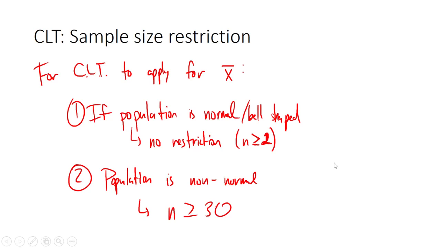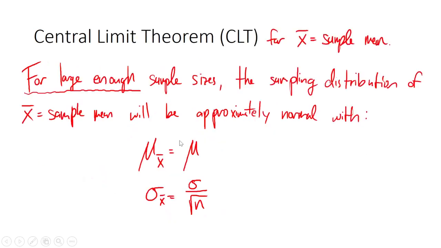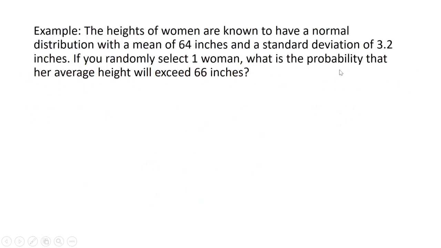Anyways, so let's look at how this result would be used, because it looks confusing in some ways. So, for example, we had looked at previously selecting one person from a normal distribution. So this right here is a module 6 problem. This isn't a central limit theorem problem. This one is just like the quiz you took. So if the heights of women are known to have this normal distribution with a mean of 64, standard deviation 3.2, if you randomly pick one woman, what's the probability that her height will exceed 66?